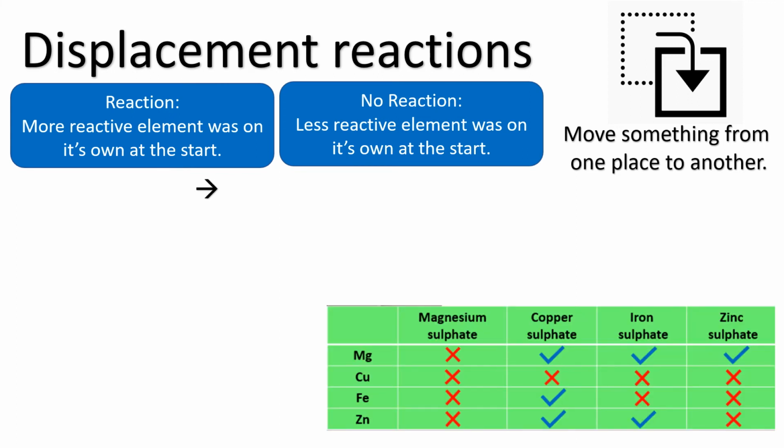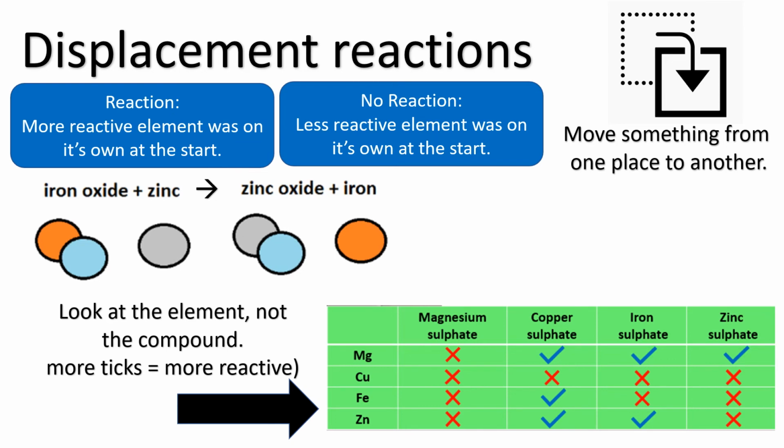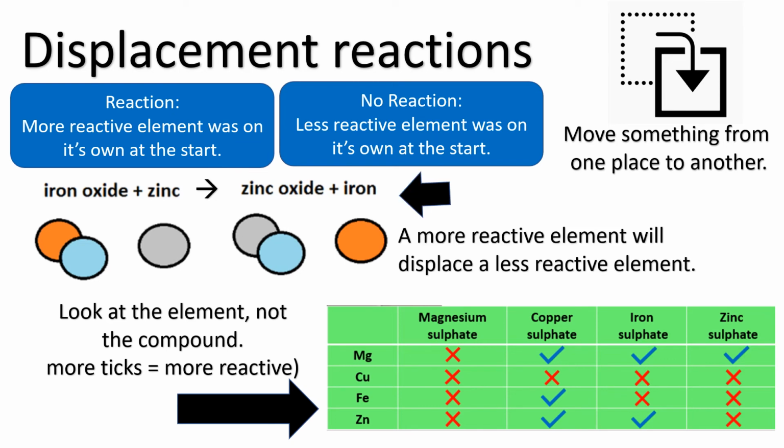We used these examples and we said, look at the element on its own, don't look at the compound when you're trying to figure out how reactive things are. And the more ticks that you've got, the more reactions that have taken place here, the more reactive that metal is. We use this example here as a displacement reaction, and we said a more reactive element will displace a less reactive element. So hopefully that all feels very familiar.